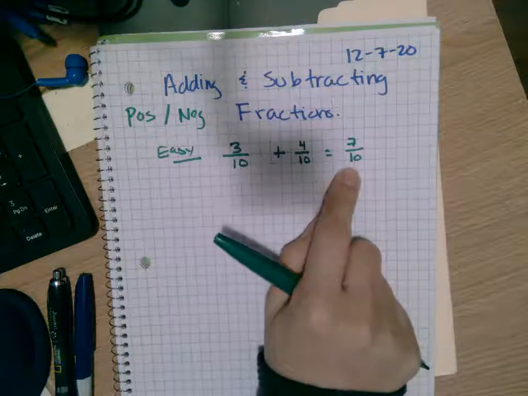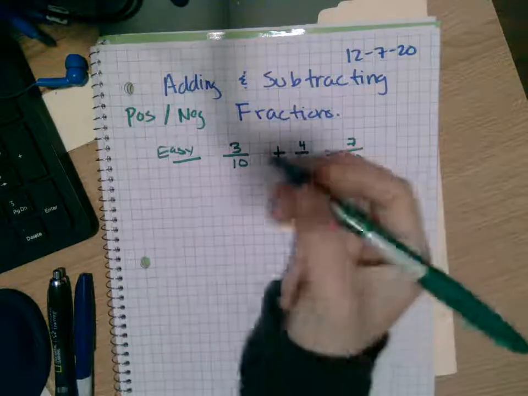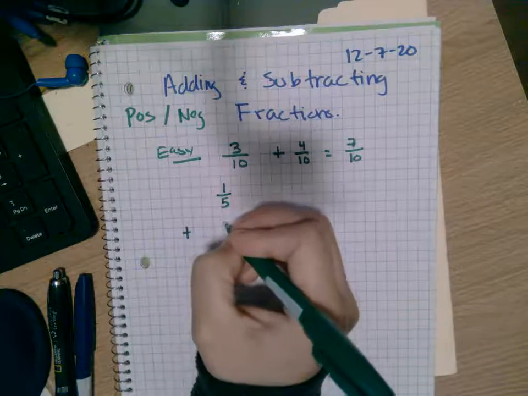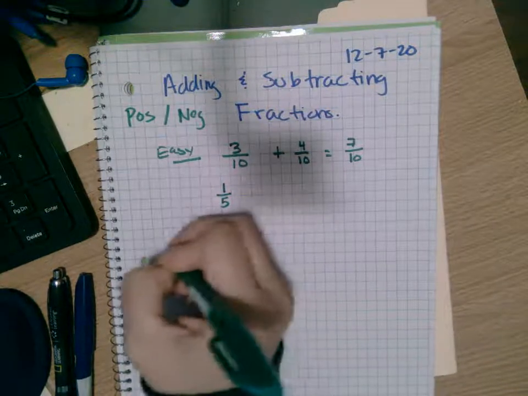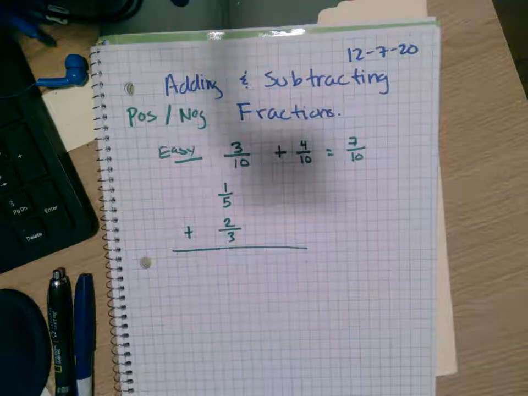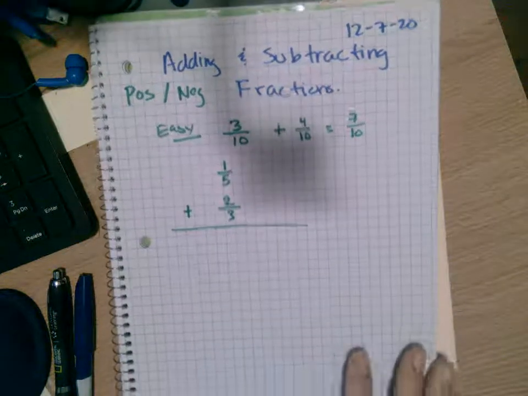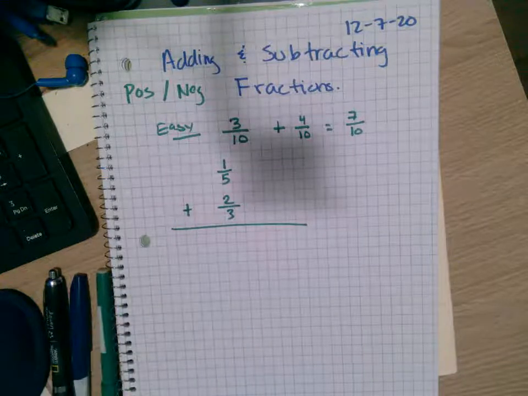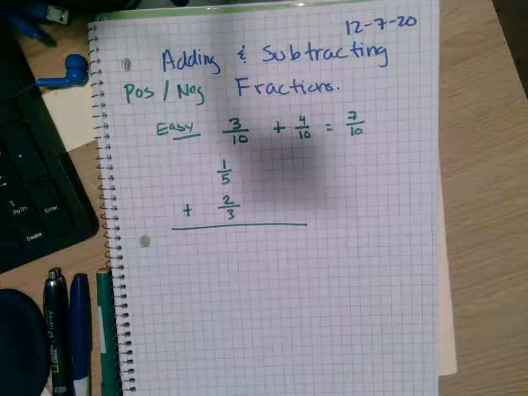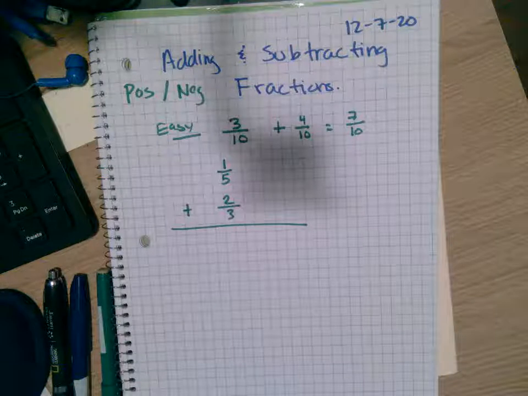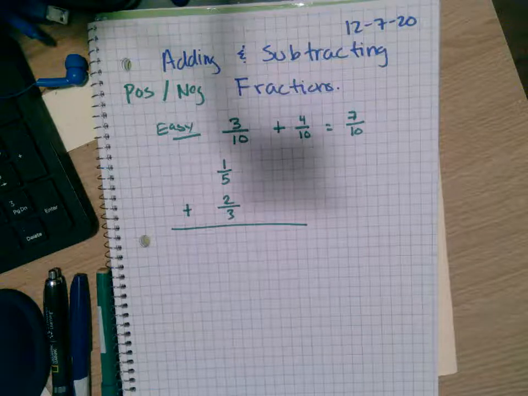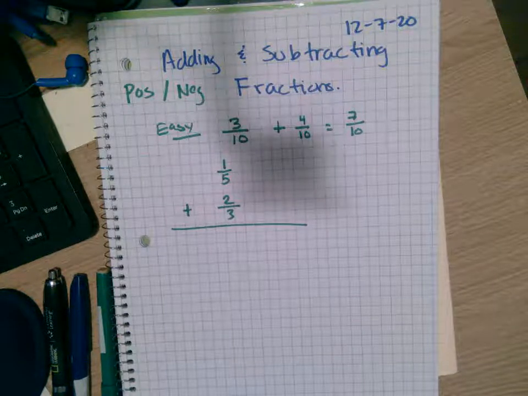Okay. And then the next level you guys learned was maybe like 1/5 plus 2/3. Do you guys remember doing those? What do we have to do when it's 1/5 plus 2/3? What do we first have to do? Times 5 times 3. Oh, yeah. Oh, you're one of those students. I see. Okay. Hold that thought.